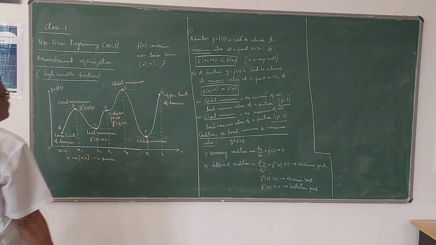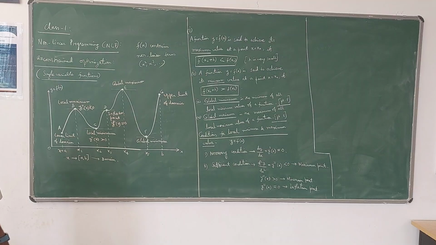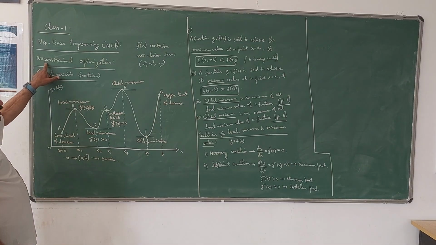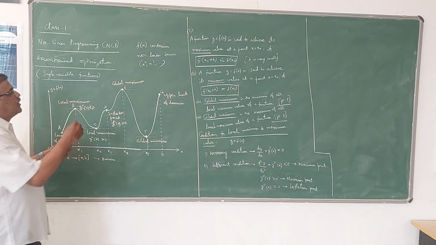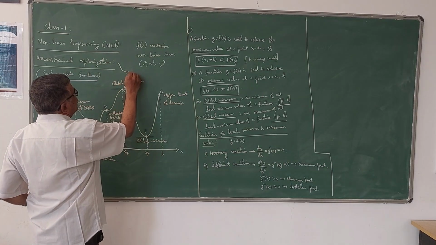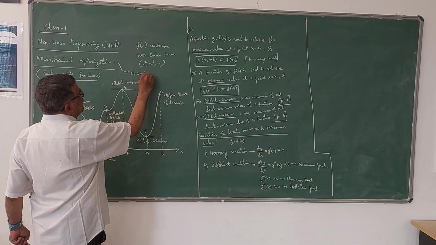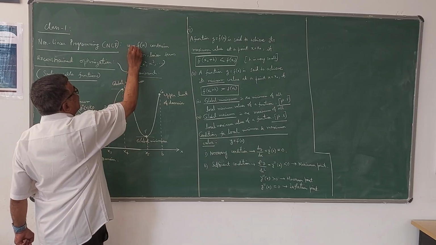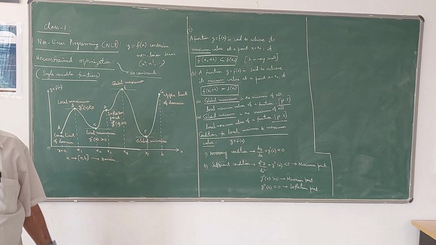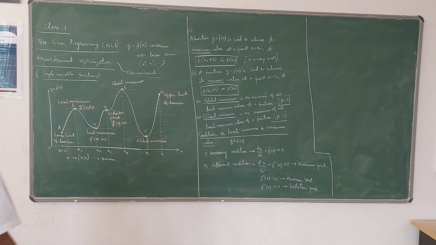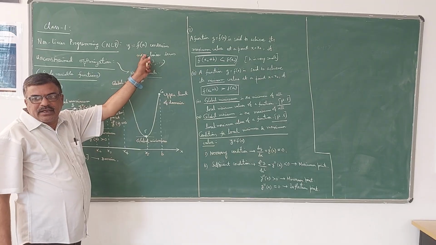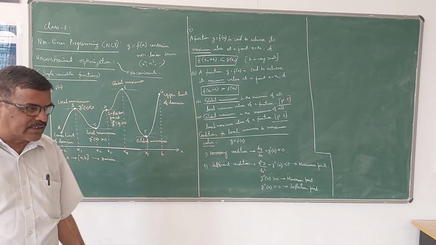Such types of problems are solved either by using constraints or without using constraints. Here I discuss only unconstrained. Unconstrained optimization means you don't have any constraints. Just they will give a function y is equal to f of x and ask you to find the maximum or minimum value of that function. It is also called a single variable function because only x is the variable, so y depends only on x.